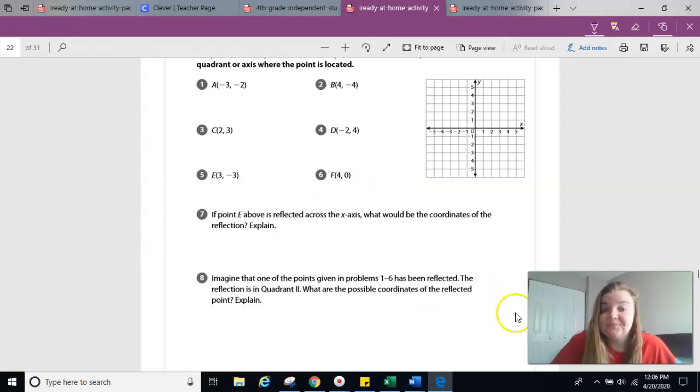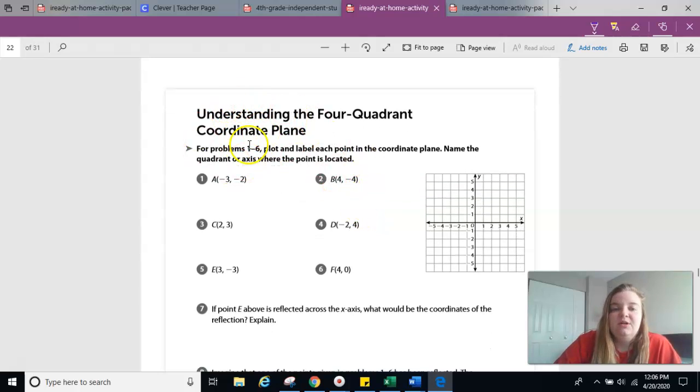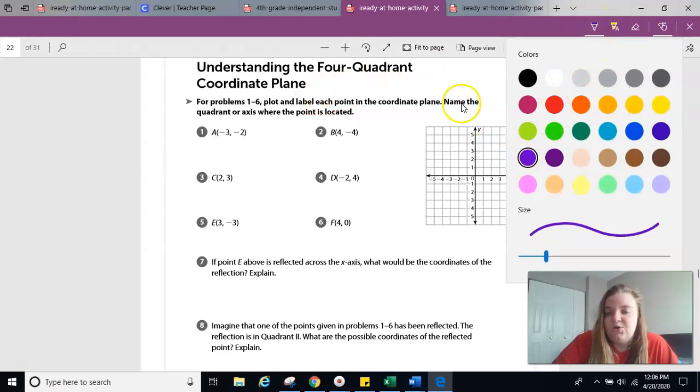Alright, so for the 23rd? Yep. Alright, so this is for Thursday, and we are going to talk about understanding the 4-quadrant coordinate plane. I think we covered this maybe one of the last days that we were actually in school. So I'm going to start by labeling the quadrants.